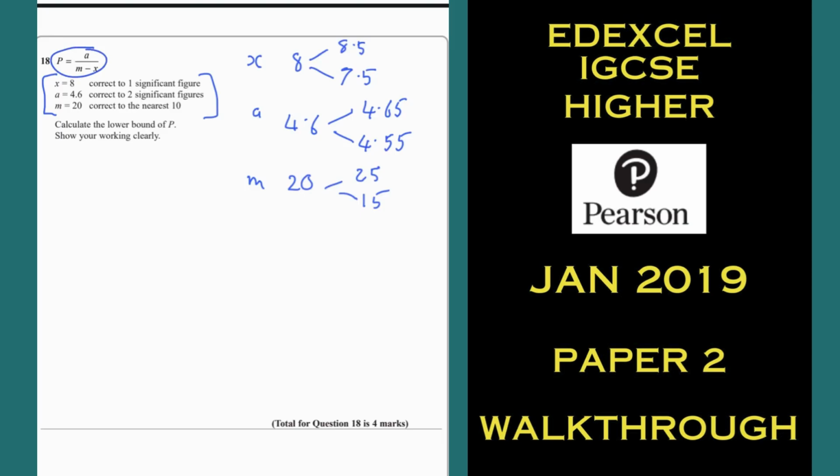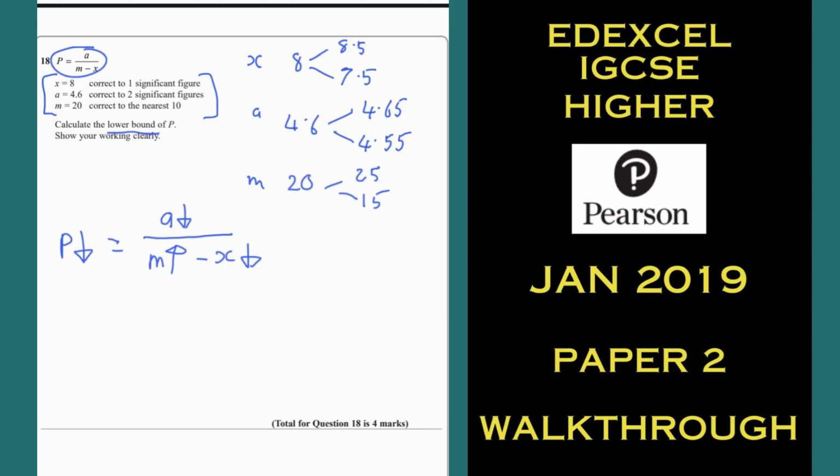Now we can focus on here. We want the lower bound, so we want P to be as low as possible. Now, the way it can be as low as possible is if we have the smallest possible numerator divided by the largest possible denominator. So we want m minus x to be as big as we can. So we want m to be as big as possible and subtract the smallest possible x.